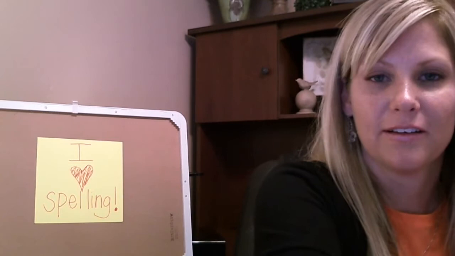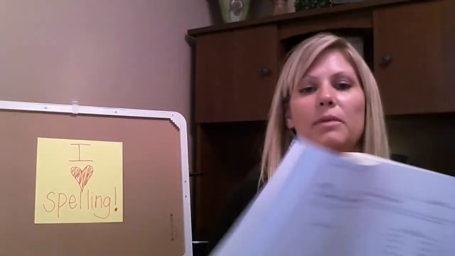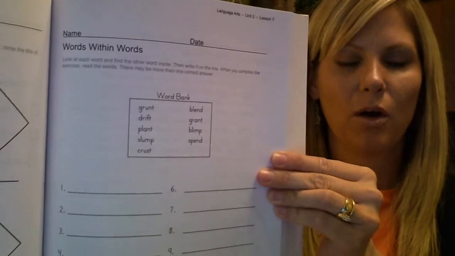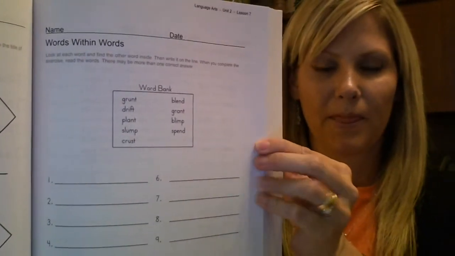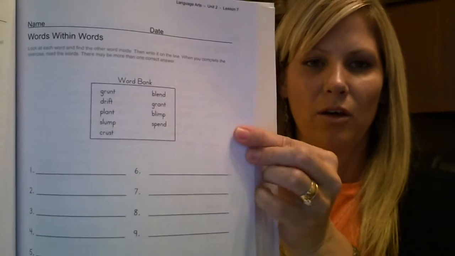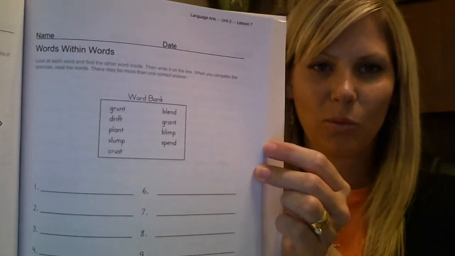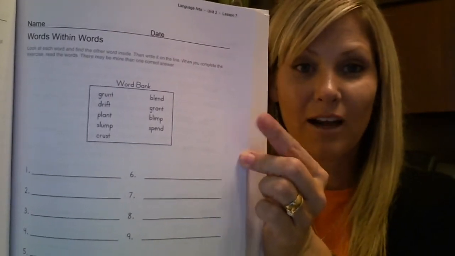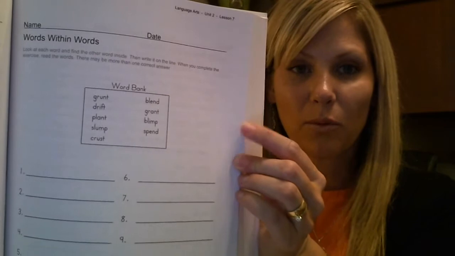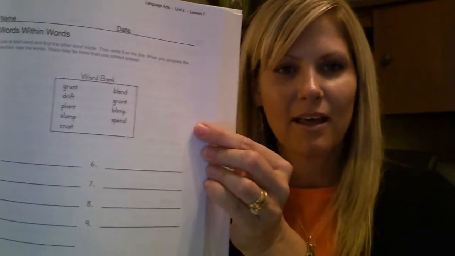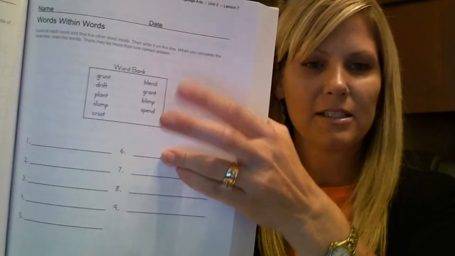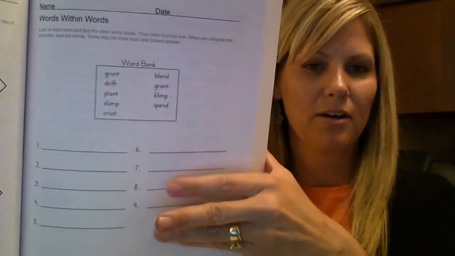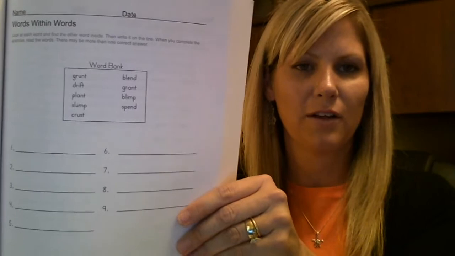The next part that you will be doing in this lesson is on page 155 in your Language Arts book, Words Within Words. If you see our word bank, we will look at the word bank, and then from each word we're going to try and identify or find a word within that word. Does that make sense? And then once you do that, from the list above, you'll write them down here. There's 9 words up here and then 9 spots down here that you'll fill in.